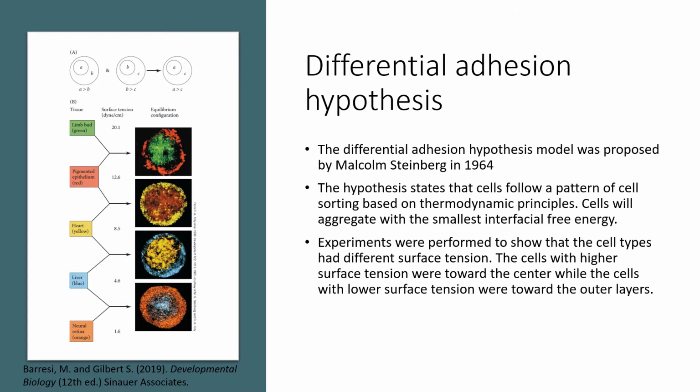The differential adhesion hypothesis model was proposed by Malcolm Steinberg in 1964. He stated that cells follow a pattern of cell sorting based on thermodynamic principles, and that cells will aggregate with the smallest interfacial free energy. Later, modern technology experiments were performed that showed cell types had different surface tension, and the cells with the lowest surface tension were found in the outer portion, and the cells with the highest surface tension were found in the center.